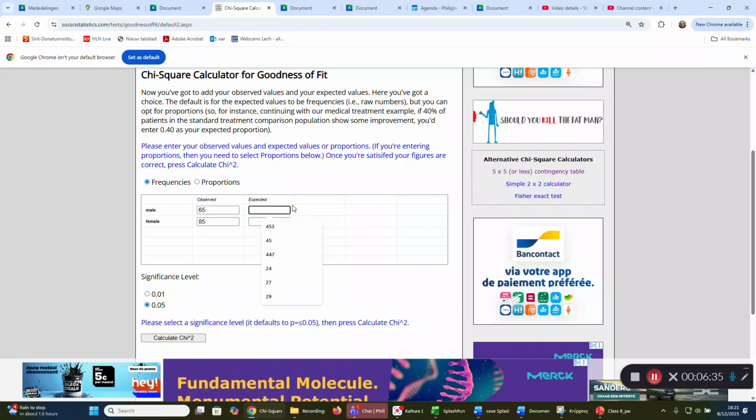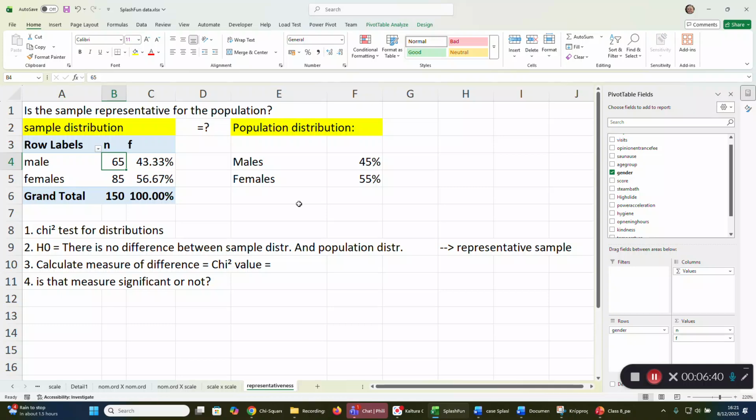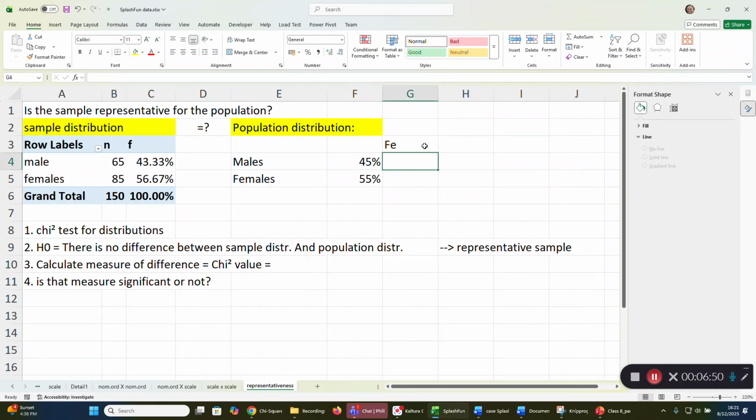Now, the expected frequencies, we have to calculate them, because the expected frequencies are actually the absolute frequencies that you would expect to find in your sample if your sample was perfectly representative for the population. Or in other words, the FE, the expected frequency here, is the absolute frequency under the assumption of the null hypothesis. So in other words, we have to recalculate our sample findings such that we have 45% males and 55% females, and that is what is meant with the FE, the expected frequencies.